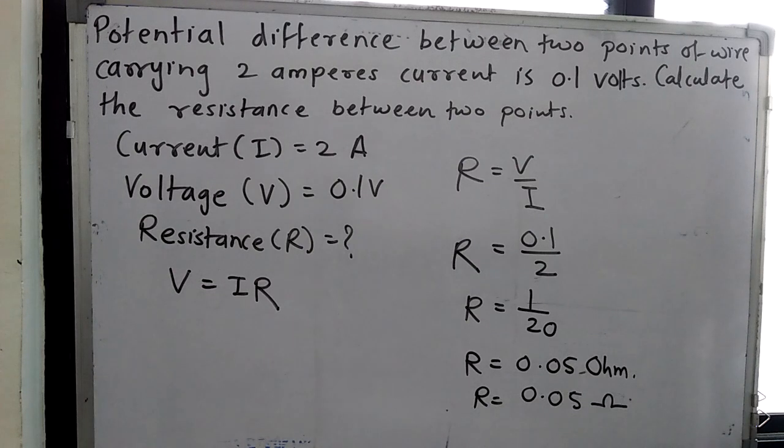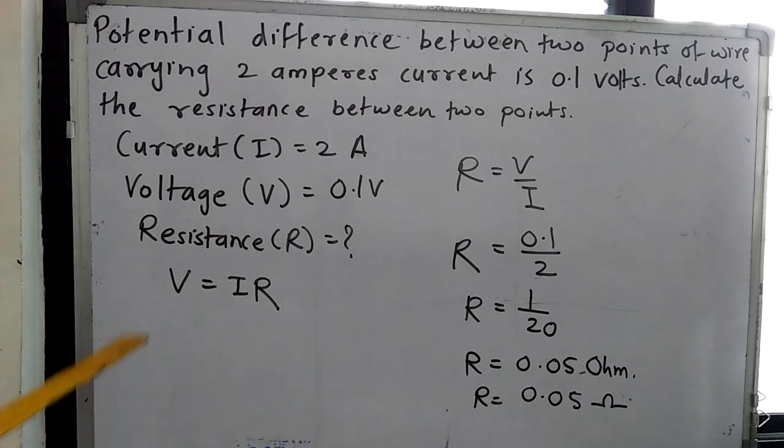Numerical based on Ohm's law. See, the potential difference between 2 points of a wire carrying 2 ampere current is 0.1 volts. Calculate the resistance between the 2 points. So we have to read the numerical question properly. Whatever units are given, according to that you have to find out which quantity is given. So current I is given, 2 ampere. Voltage, meaning potential difference V, is given, 0.1 volt. Resistance R we have to calculate.